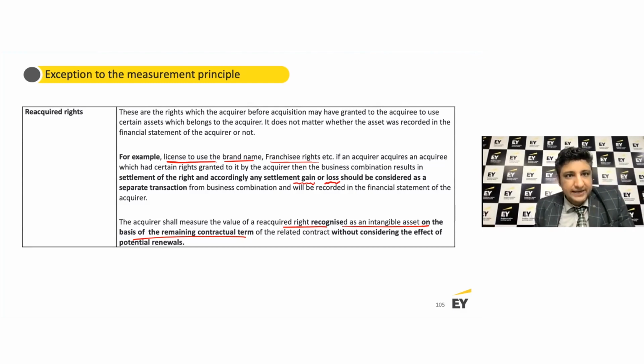So the whole idea is that when you look at such rights, these are the rights which the acquirer may have granted to the acquiree. But it's not important, for example, whether those rights were already in place as far as the books of the acquirer were concerned. A little conceptual again, but you would want to find some merit around it.